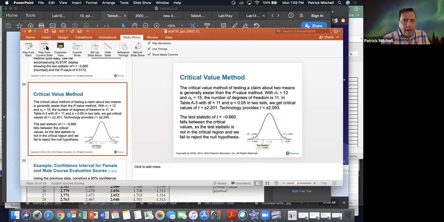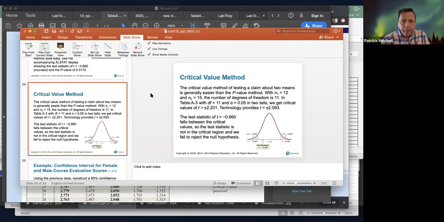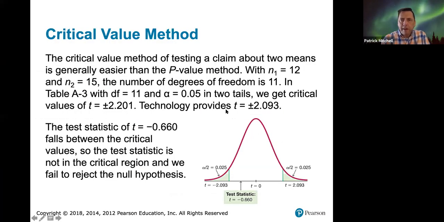Okay, and they drew a nice picture of what these critical values represent. They're using the ones they got from technology, which are a little different. Okay, so this green shaded area out here is called your critical region. Our calculated test statistic was negative 0.660, which is clearly not in the critical region, which means we are going to fail to reject the null hypothesis. You would reject the null hypothesis if your calculated test statistic landed in the green shaded region.